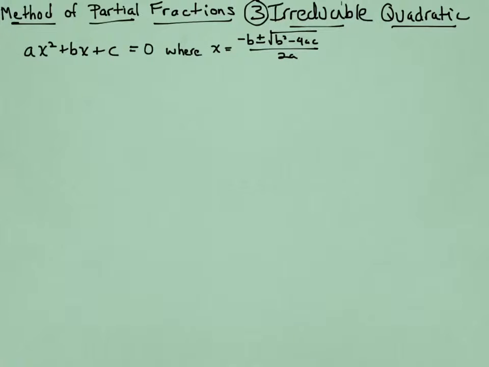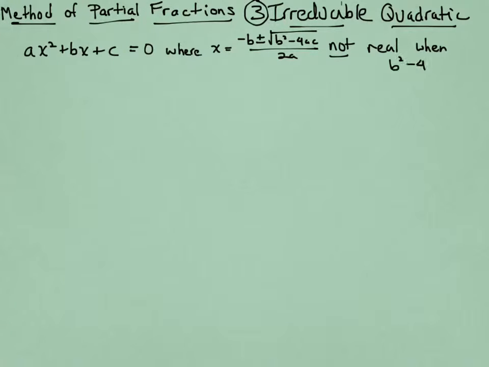In this video, we'll complete our review of the method of partial fractions by looking at the case when the denominator has a factor which is an irreducible quadratic. We should review what that actually means. If I have a quadratic expression like ax squared plus bx plus c is equal to 0, and I try to use the quadratic formula to find its roots, in some cases, in particular when the expression under the radical is negative, I won't be able to factor using only real numbers, and I'll have an irreducible quadratic.